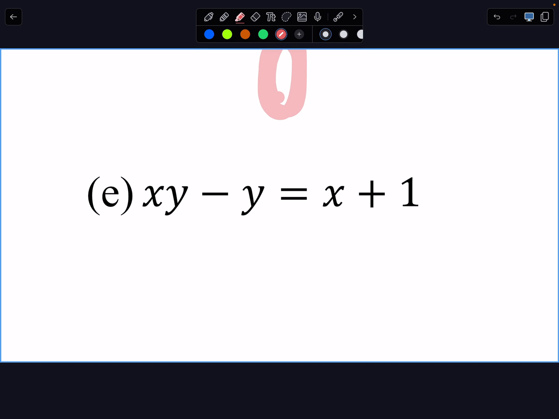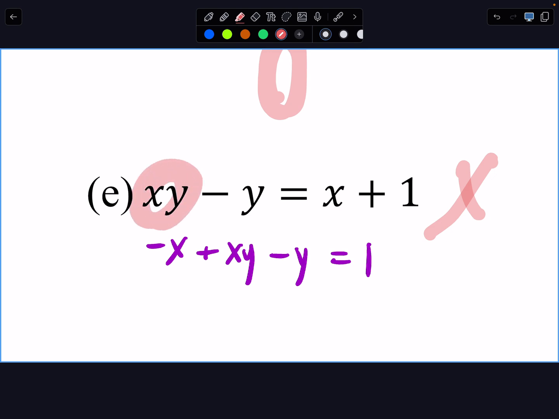Remember how you think about combining like terms? Like xy could not combine with that x that's on the other side of the equation. Or if you subtracted x from each side, you would just have minus x plus xy minus y. So here's what I'm saying. If you use the strategy of getting into standard form, this is what you would have. Because xy and x, or negative x, are not like terms. So this is actually not linear. It is not the equation of a line. And it's because of this term here.